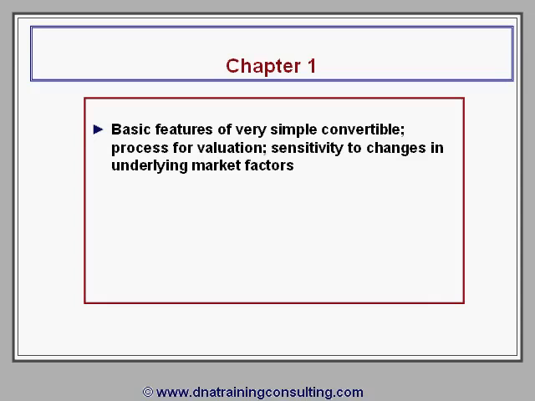This chapter 1 describes the basic features of a very simple convertible bond and outlines a process for valuing this instrument as the sum of a regular bond and an equity option. The chapter also analyzes the sensitivity of a convertible to changes in the underlying market factors that determine its value. You will advance more rapidly in this chapter if you have completed satisfactorily our somewhat simpler module on equity-linked notes.